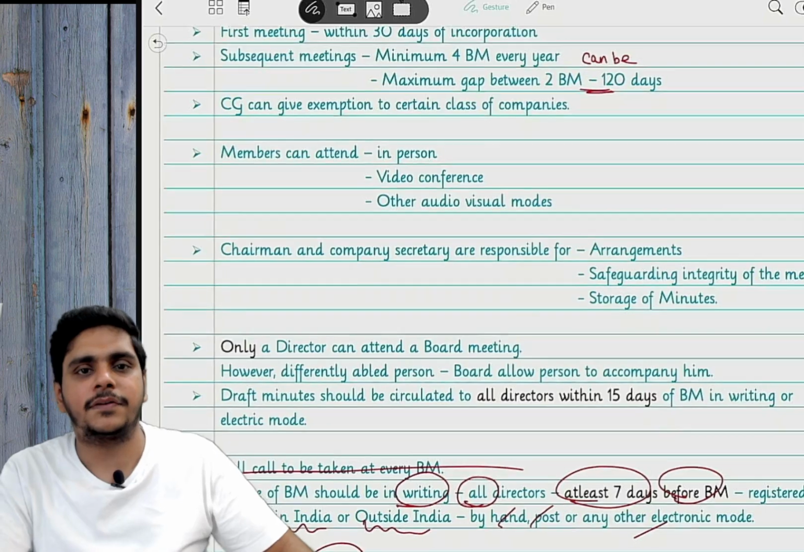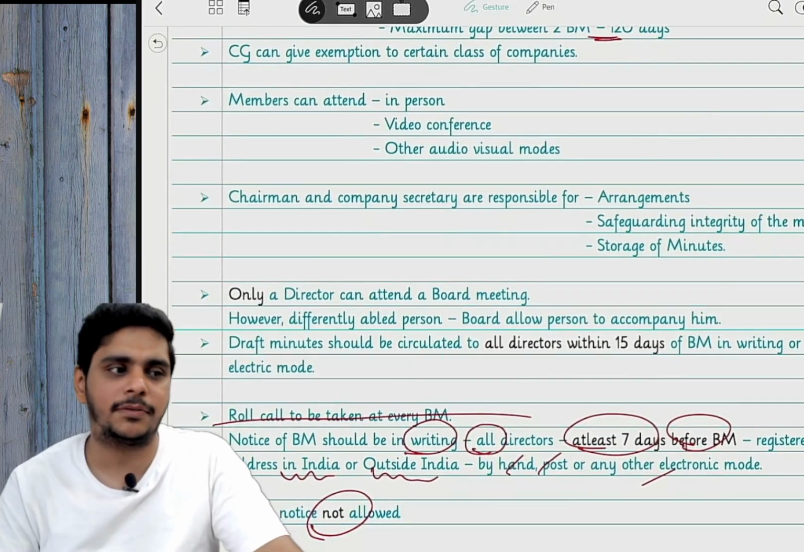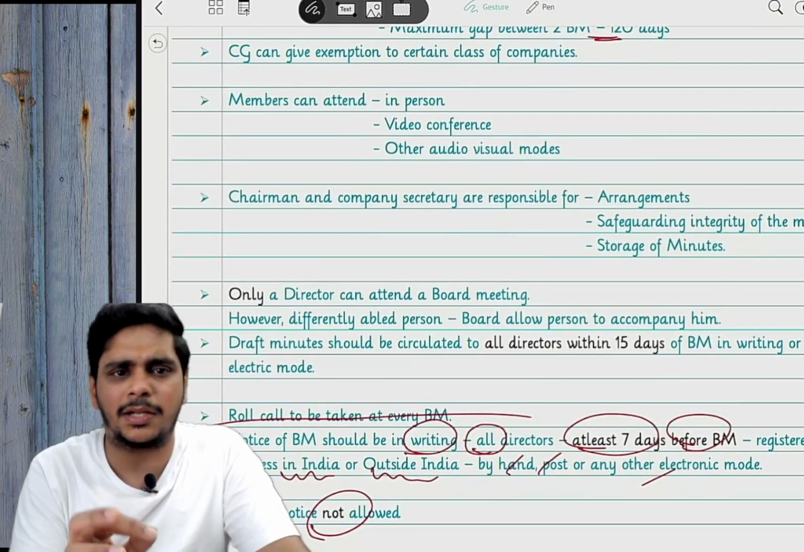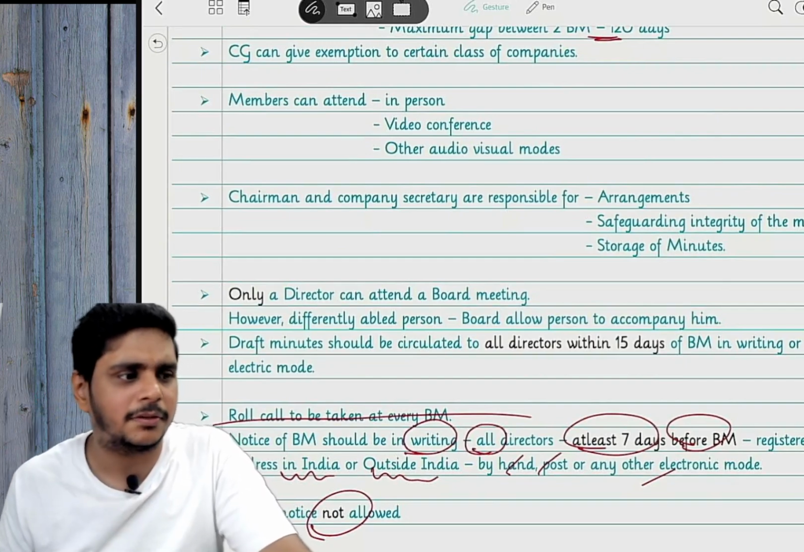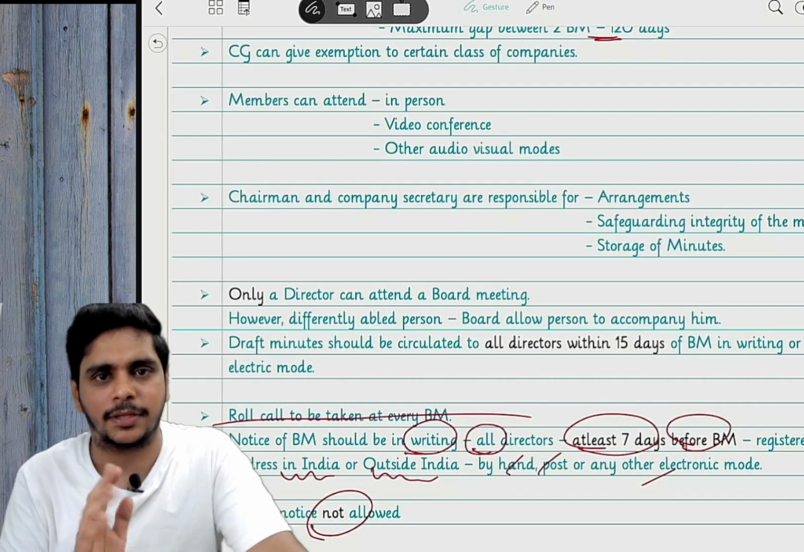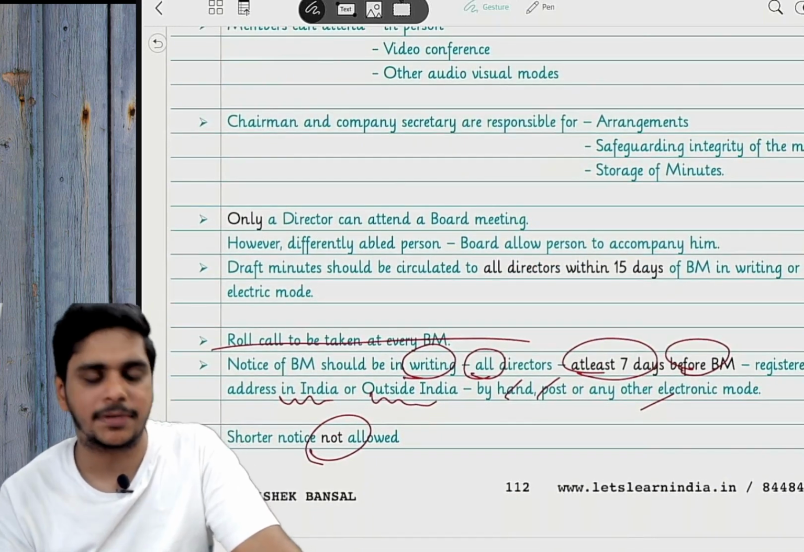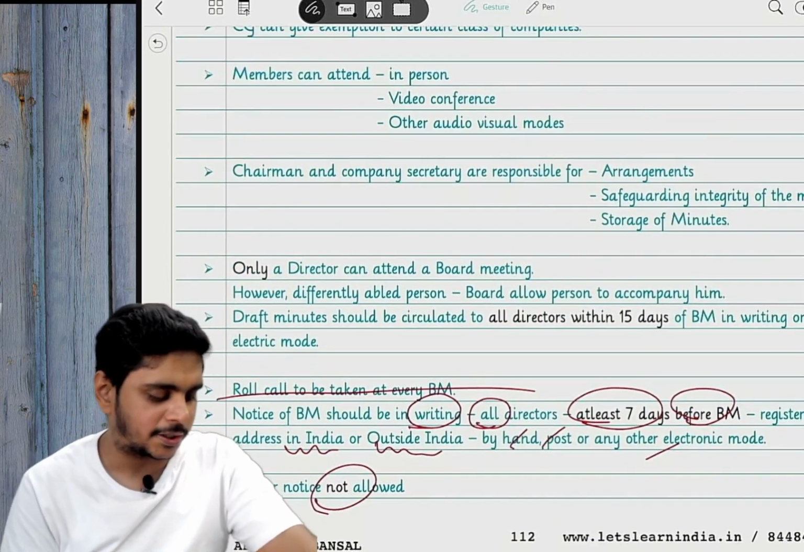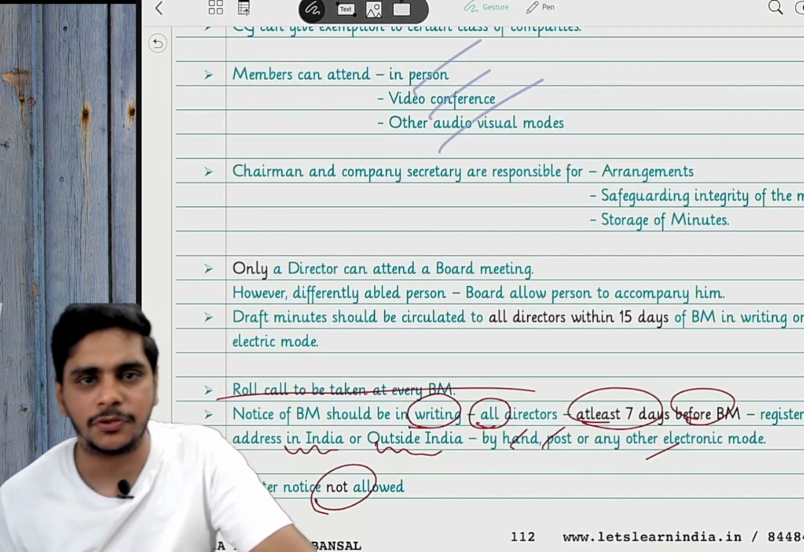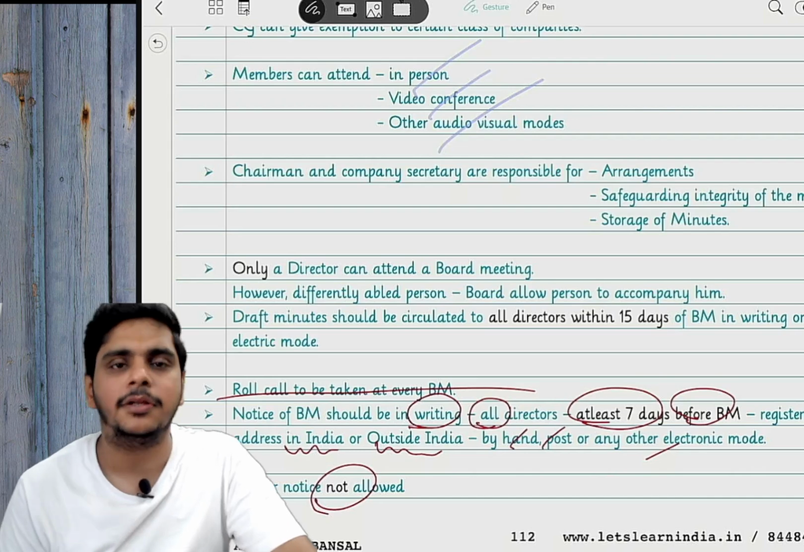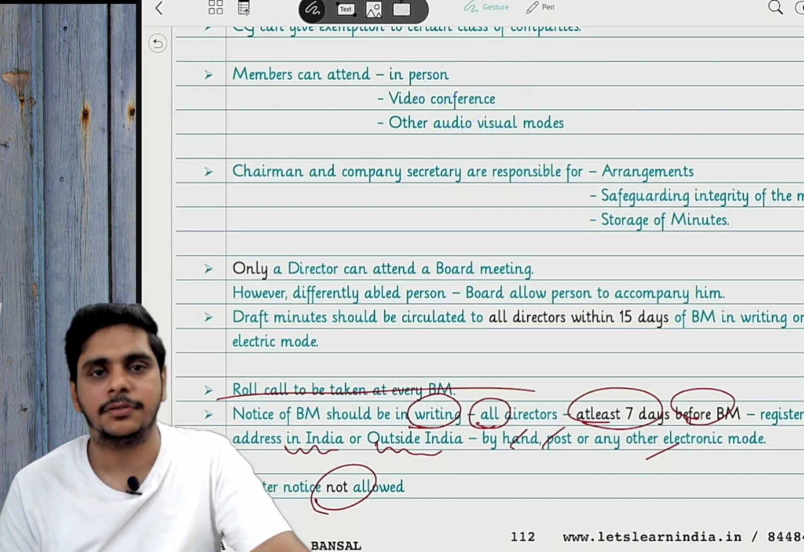However, the Central Government can give exemption to certain classes of companies. Maybe a section 8 company, maybe an OPC, can have a different board meeting requirement. Right now, this is the rule for normal companies. Now, how can you attend the meeting? You can attend in person or by video conference or other audio-video mode. Zoom session you can attend. Google Meet you can attend.